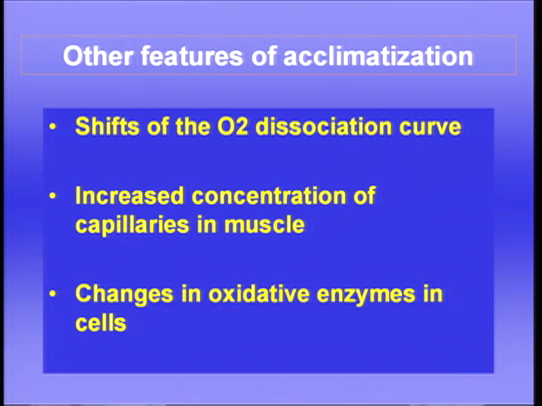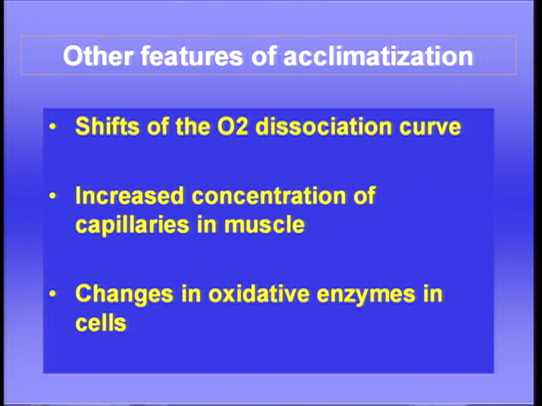Now let's look at some of the other features of acclimatization. There's a shift of the oxygen dissociation curve. It tends to shift to the right at moderate altitudes, but at extreme altitudes it shifts to the left because of the respiratory alkalosis, and we'll be talking about that a little bit more in the final session.